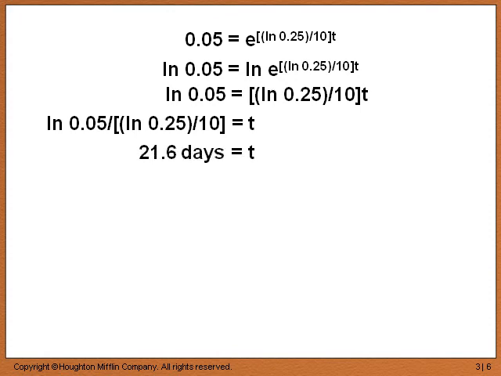You should have got 21.6 days equals t. It'll take him 21.6 days of practice before he can hit 190 out of 200 free throws.